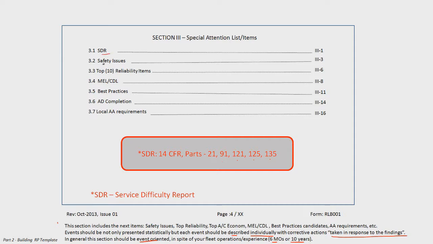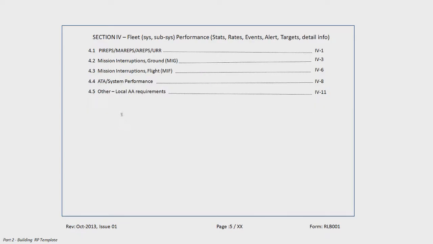3.1 is SDR, 3.2 is safety issues, top 10, 15, 20 reliability items, MEL, CDL information, best practices, airworthiness directive completion, local aviation authorities requirements. This is all about system subsystem. Section 4, fleet system subsystem performance, PIREFs, MIREFs, AREFs, URRs, mission interruption ground, mission interruption flight, ETOPS system performance, other local aviation authorities requirements.